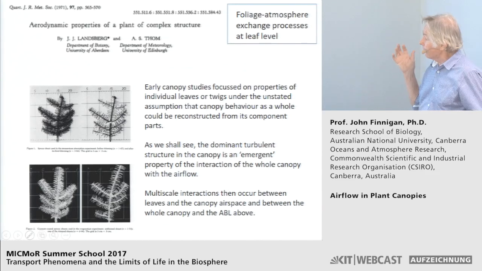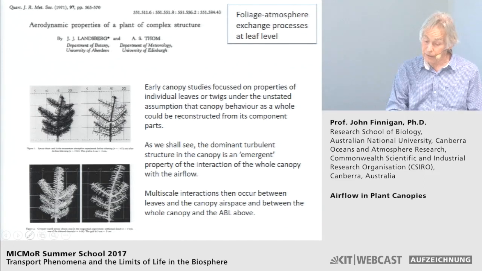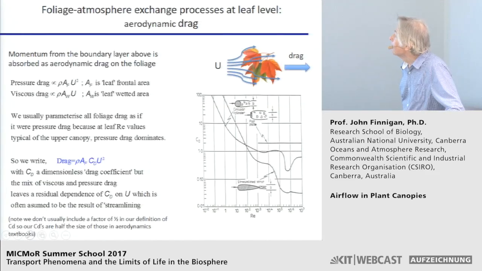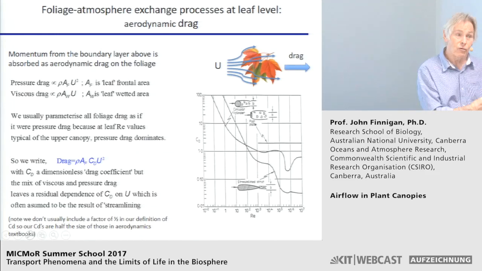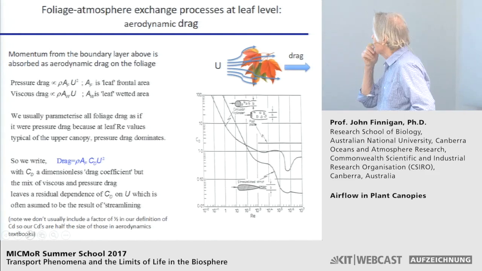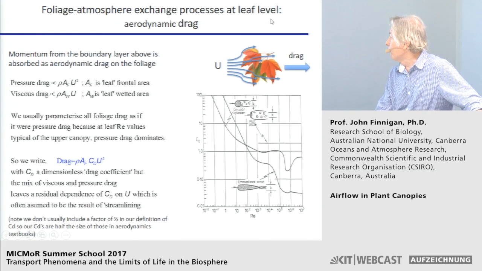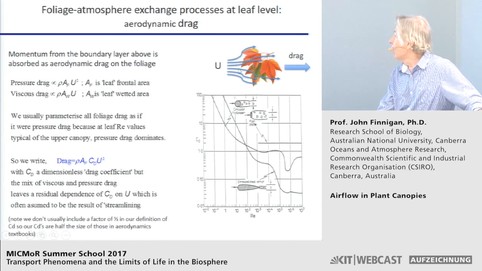So then multi-scale interactions occur between what's happening at this scale and what happens in the whole canopy. So let's look first at the aerodynamic drag. How does that drag get absorbed on the canopy elements? So it's absorbed as aerodynamic drag on the foliage. The wind hits the foliage and it slows down. And there are 2 ways in which momentum is transferred to the foliage.